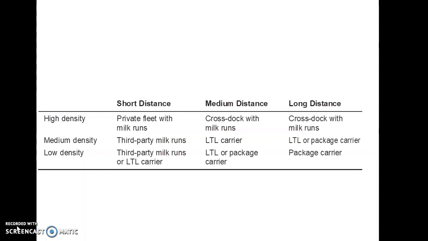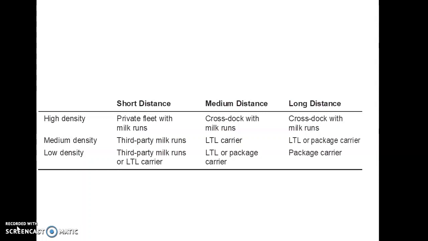The second row shows medium density, that is medium density with short distance. The option is third party milk runs. For medium density, medium distance, LTL carrier, that is less than truckload carrier. Medium density with long distance, we may go for LTL or package carrier.